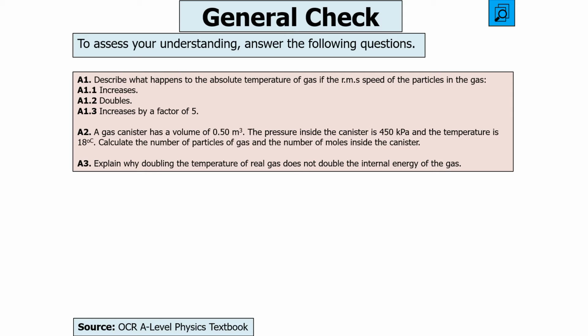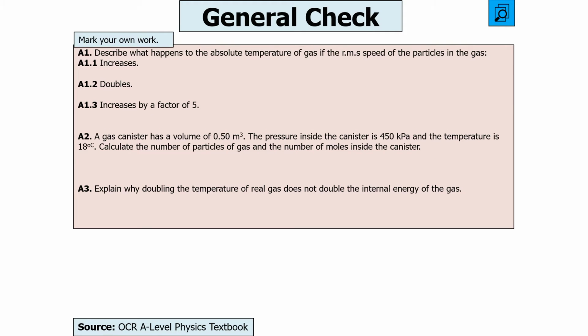The next question says, describe what happens to the absolute temperature of a gas if the RMS speed of the particles in the gas firstly increases, then doubles, then increases by a factor of 5. Then the gas canister has a volume of 0.50 meters cubed. The pressure inside the canister is 450 kilopascals and the temperature is 18 degrees Celsius. Calculate the number of particles of the gas and the number of moles inside the canister. Then explain why doubling the temperature of a real gas does not double the internal energy. So pause the video now, then unpause the video when you want to go through your answer.